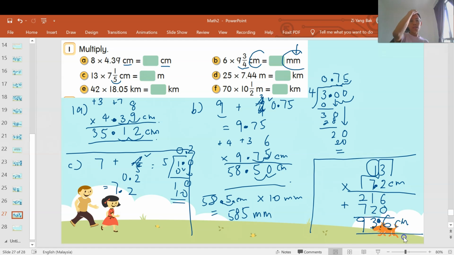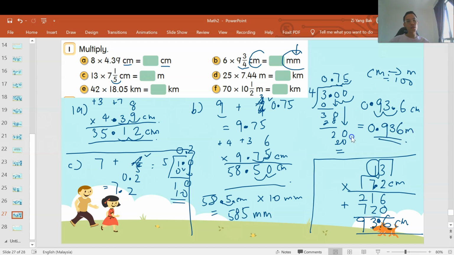So 93.6 cm, you change to meter, you have to divide. Because cm is smaller, meter is bigger, you have to divide 100. So 93.6 cm divide 100, just move decimal point 2 times to the left. When you divide, the number becomes smaller. So it's 0.936 meter for question C.